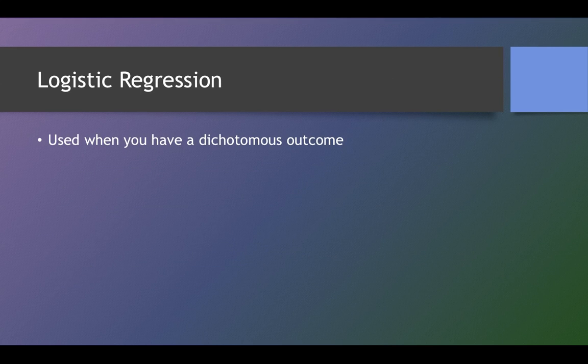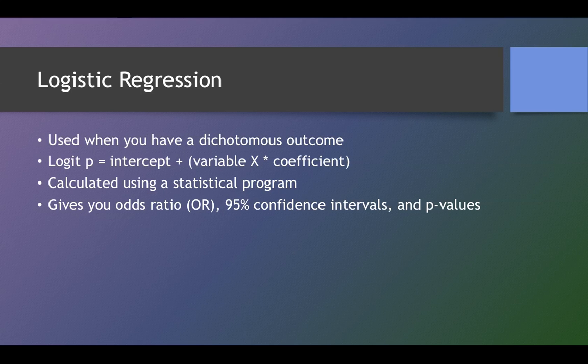Logistic regression is used when you have a dichotomous outcome. Here is the conceptual model. Logit P equals the intercept plus your variable times its coefficient. This is calculated using a statistical program, and the results give you the odds ratio for the association between the variable x and the outcome with a 95% confidence interval and p-value.